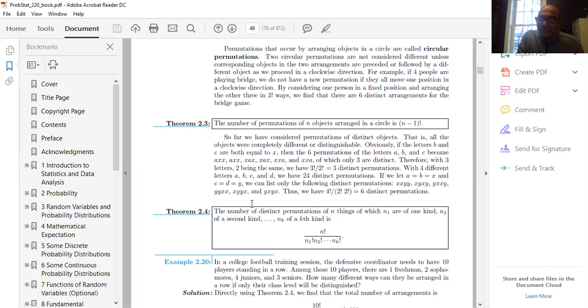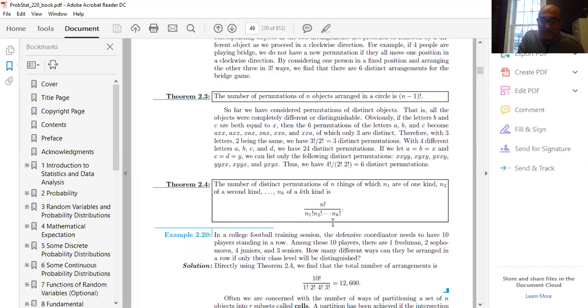Or if you have A, B, C, D, say A, B equal to X and C, D equal to Y. In that case, you can find the number of distinct permutations that is given like this: the number of distinct permutations of n things out of which n1 are of first kind, n2 of second kind, n3 of third kind, nk of kth kind, is given by the formula n factorial over n1 factorial, n2 factorial, up to nk factorial.